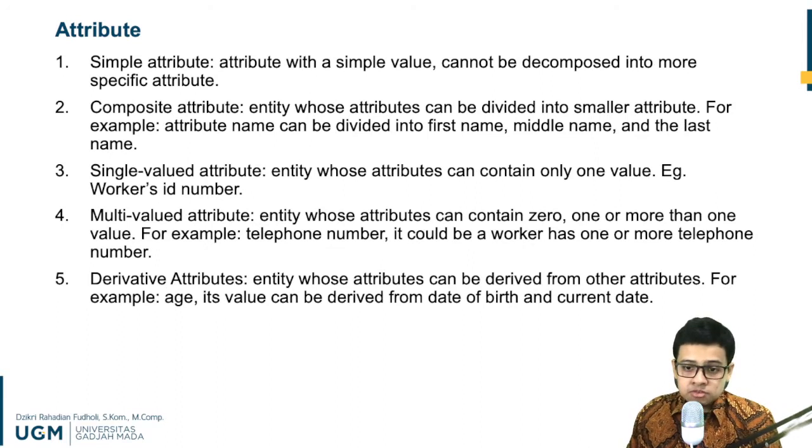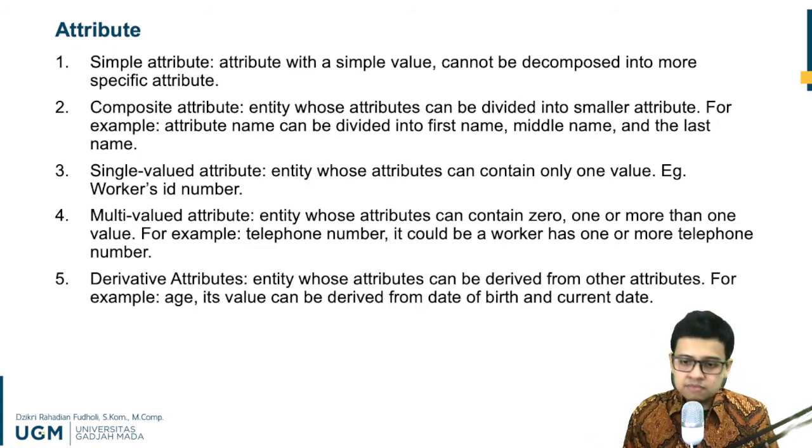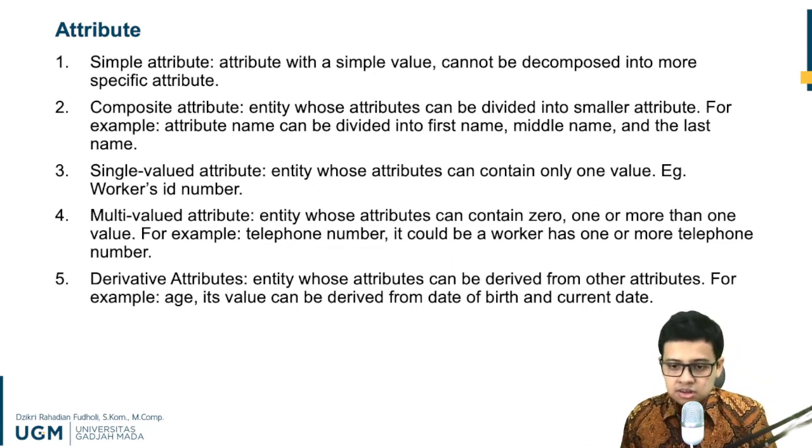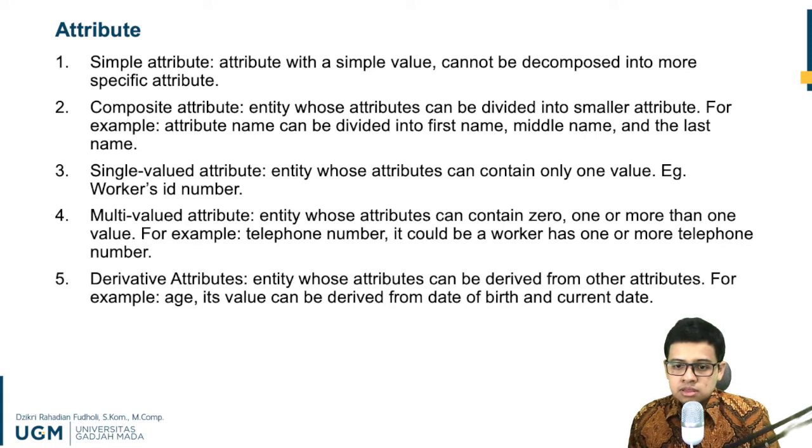There are 5 types of attributes that we are going to talk about in this video. The first one is the simple attribute, which is just a simple value. It cannot be decomposed into more specific attributes. For example, age. We only have one age, but it can change along the years. That's a simple attribute. Another example is gender, whether we're male or female, and that's it.